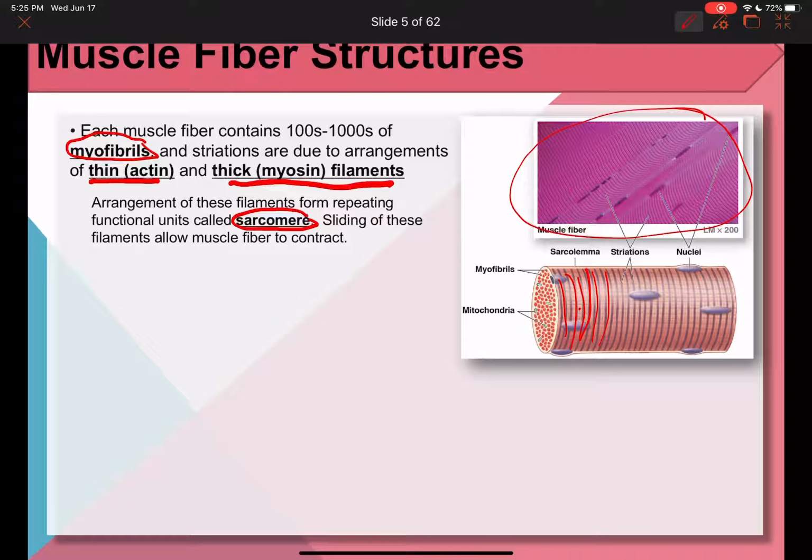The light area is actin, and the thick area is myosin. Some of it has myosin and actin overlap. We'll talk about that in a bit. But within this very tiny area, you will have lots of little functional units called sarcomeres. I will talk about what forms a sarcomere in a bit. We're going to zoom even further into the muscle fiber to talk about every one of those little parts. But the sliding of these myofilaments, actin and myosin, is what causes a muscle fiber to contract.